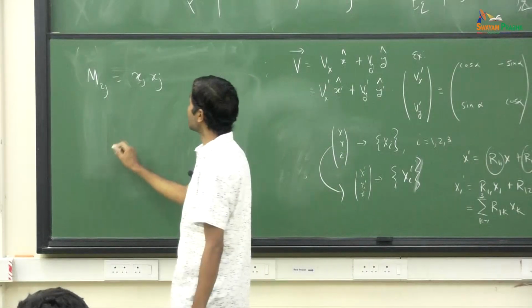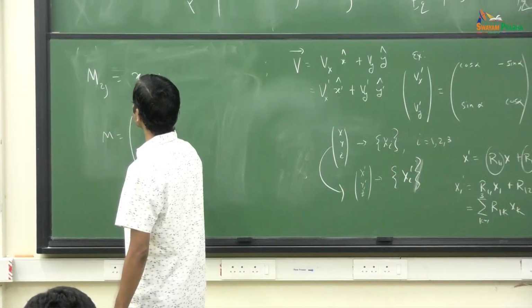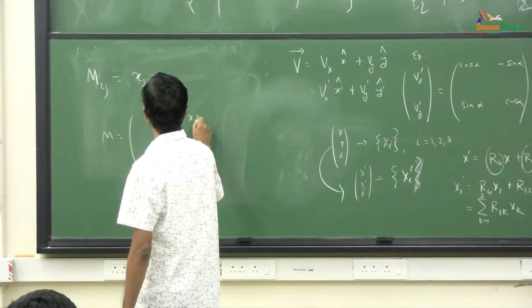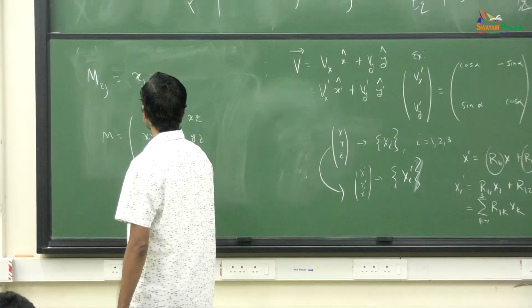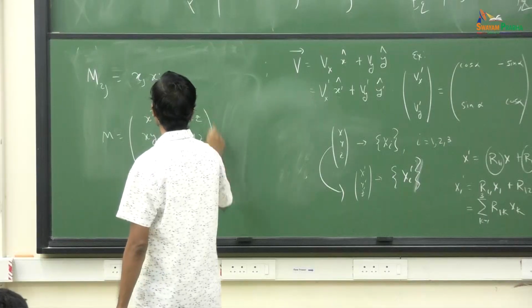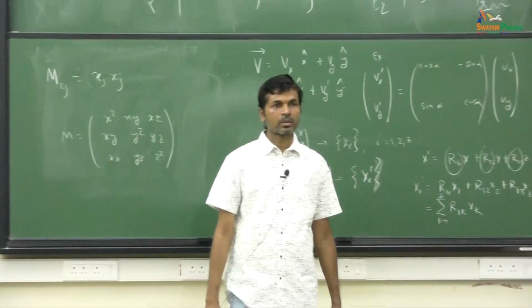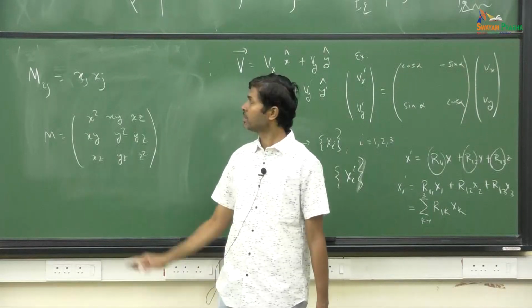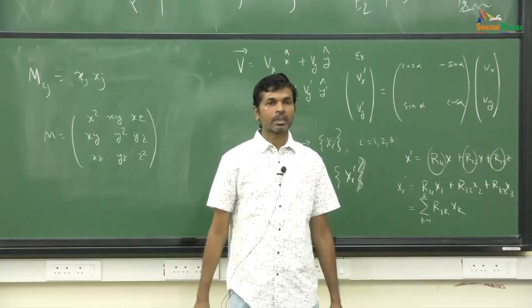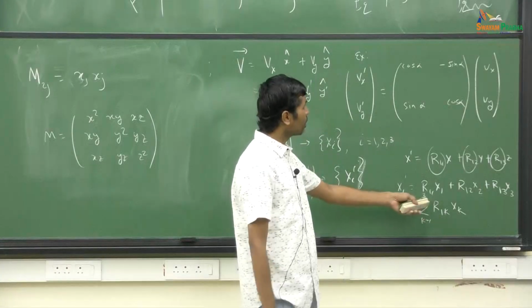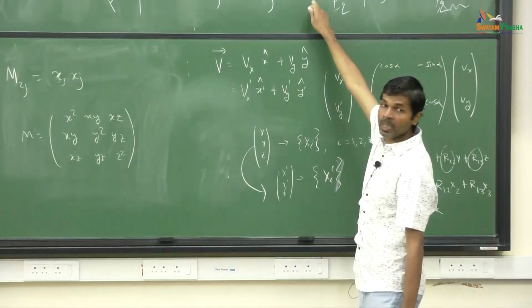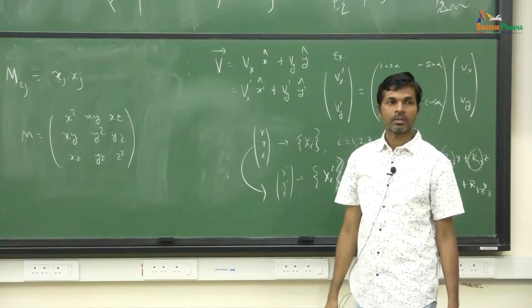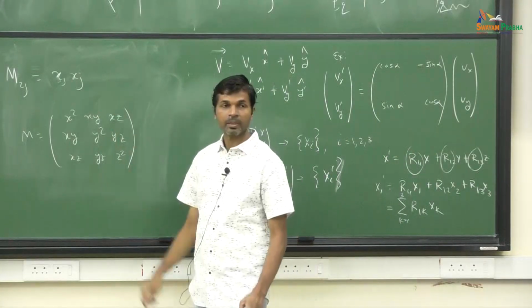So what is M? M is x square, xy, xz, xy, y square, yz, xz, yz, z square. This is a tensor. It's very obvious that if you make a coordinate transformation, then the components of M will transform this way, and it is written this way.